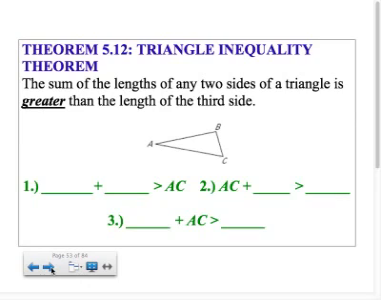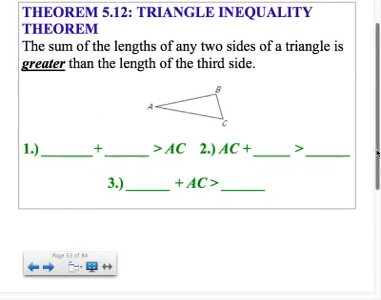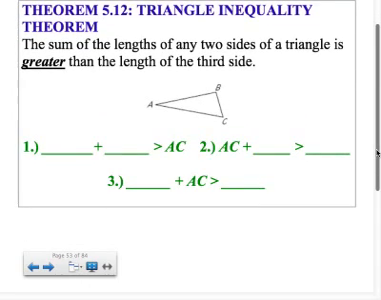This is a huge theorem that we'll use a lot in the remainder of this course. It's the triangle inequality theorem. It says the sum of the lengths of any two sides of a triangle has to be greater than the length of the third side. So in other words, there's three cases. AB plus BC has to be bigger than AC.